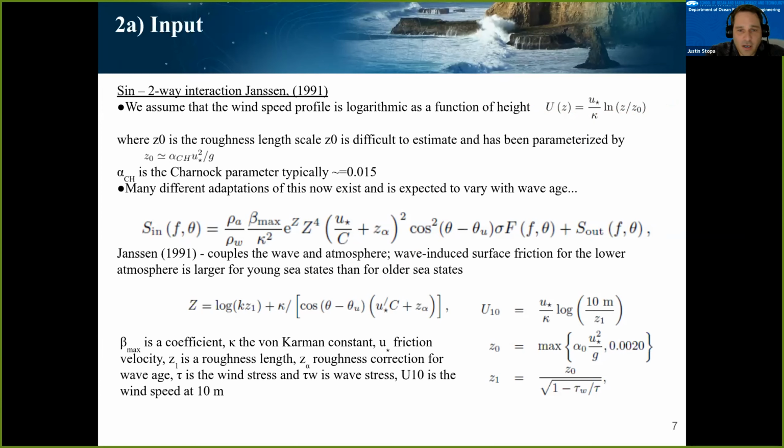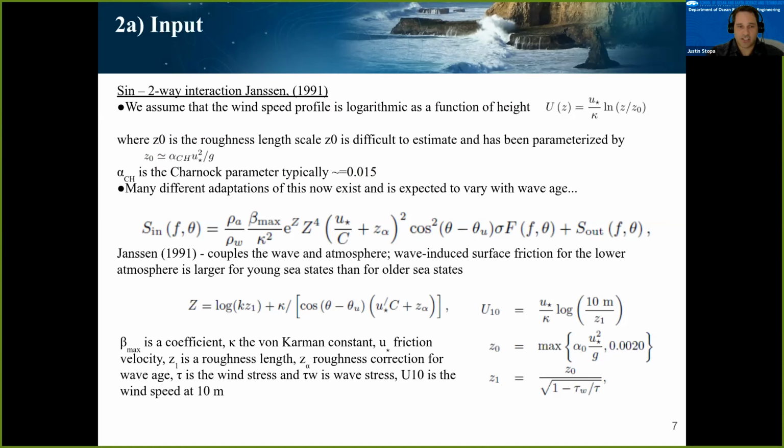Typically, many studies have used Z naught as a function of a Charnock parameter. That's given by this next equation here. And typically, this has a value of 0.015. There's actually a number of studies that formulate this Charnock parameter as a function of waves, and it's proportional to wave age.